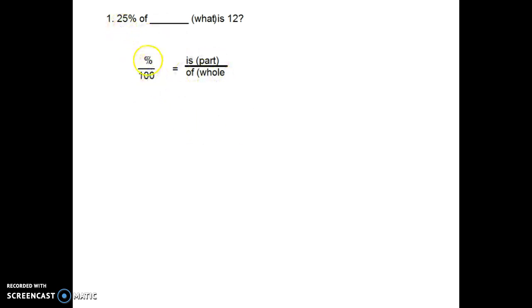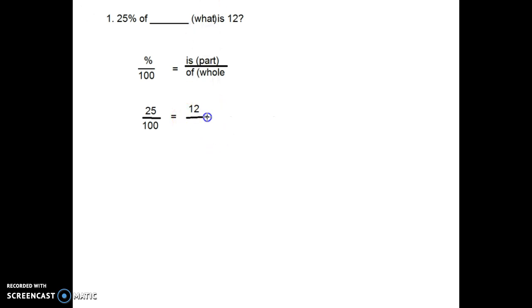So do we have the percent? It does give it to us. It's right here, 25%. So we're going to put 25 over 100, and that equals our is over of. So do we have the of? It says of blank is 12. So we have our is because it says is 12. You guys see is right here. The number's right next to it. But we don't have our of.